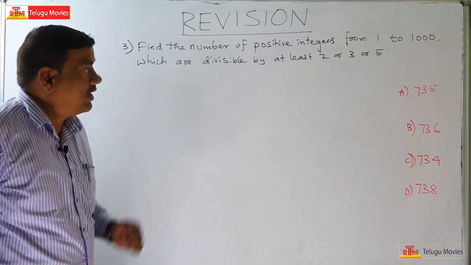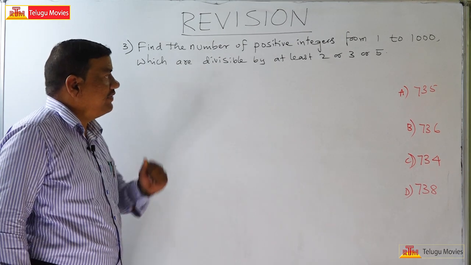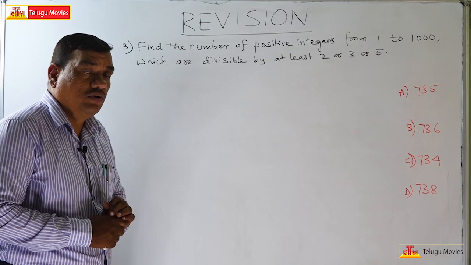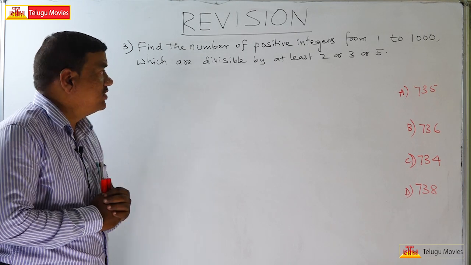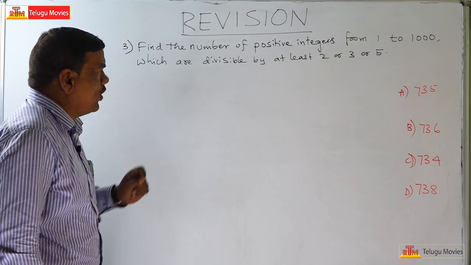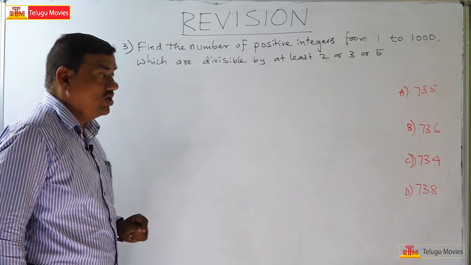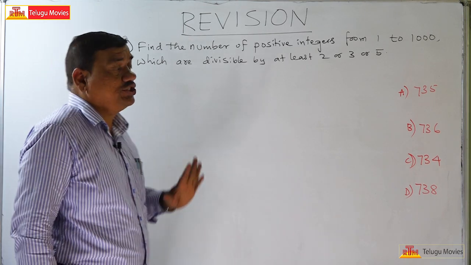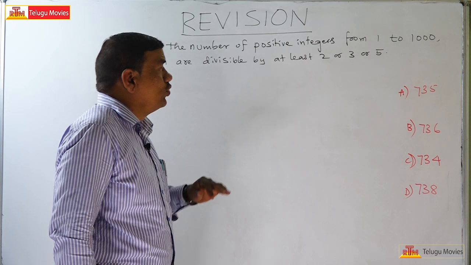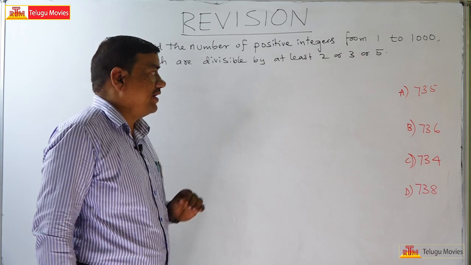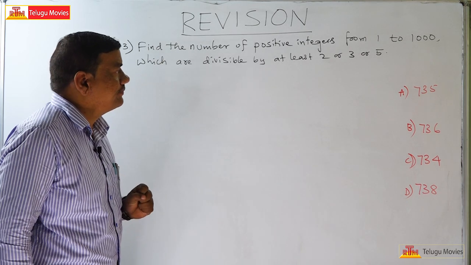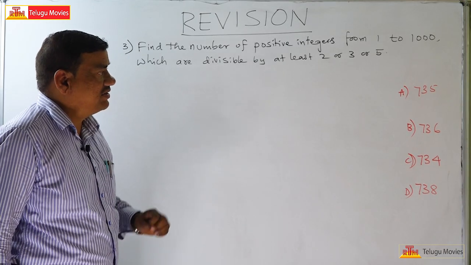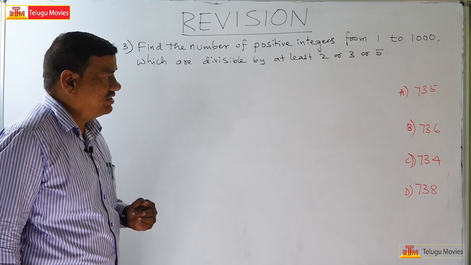Hi students, welcome to this problem. So very easy problem, one of the very good thought provoking problems this is. Find the number of positive integers from 1 to 1000 which are divisible by at least 2 or 3 or 5. The options are also given: 735, 736, 734, 738.